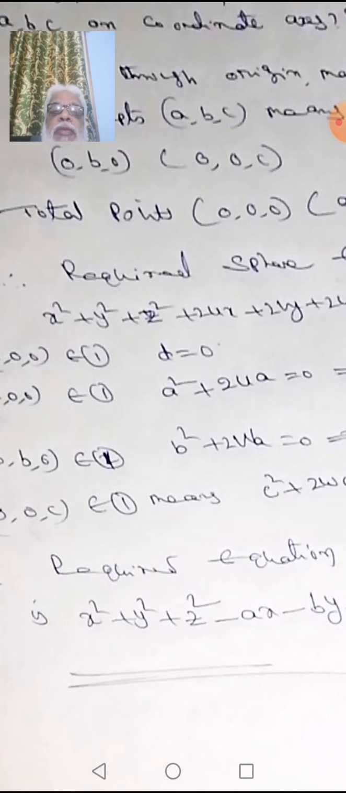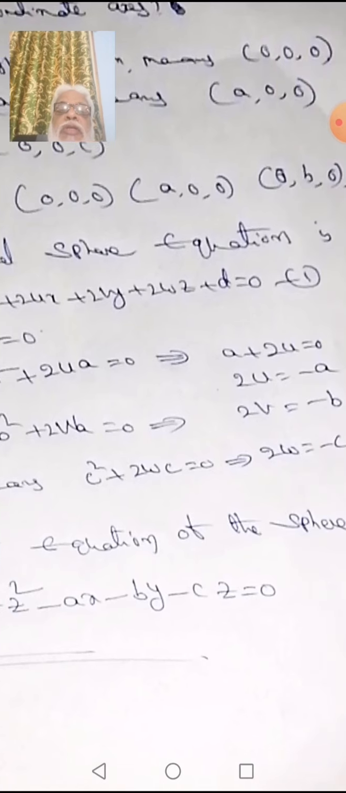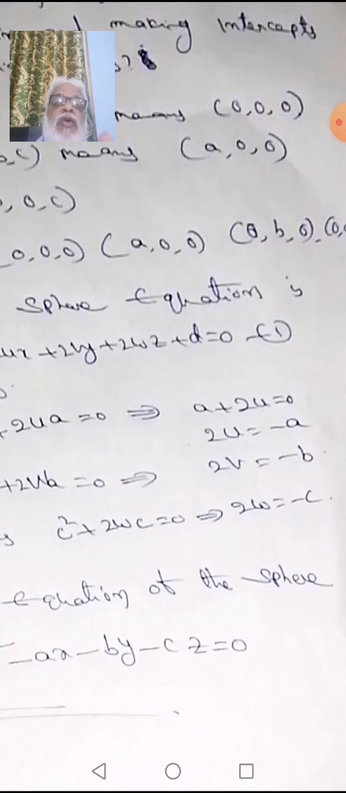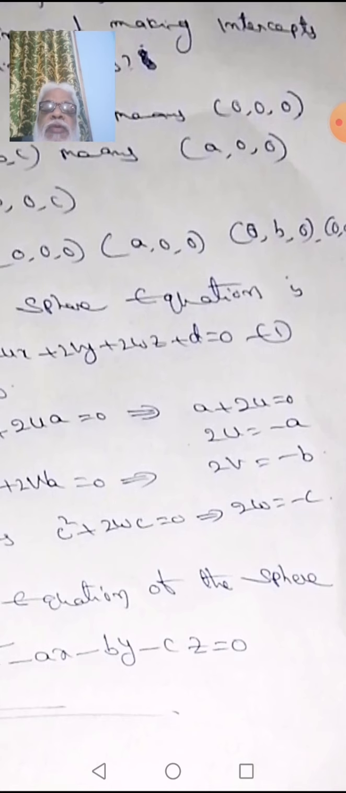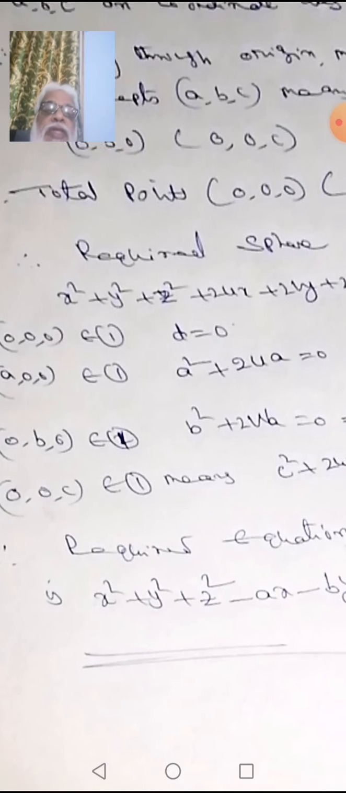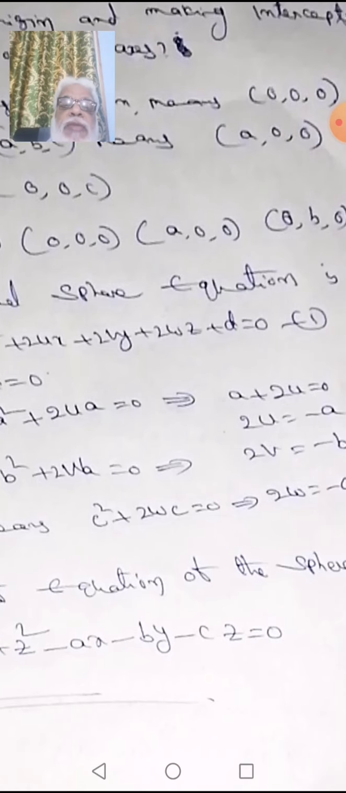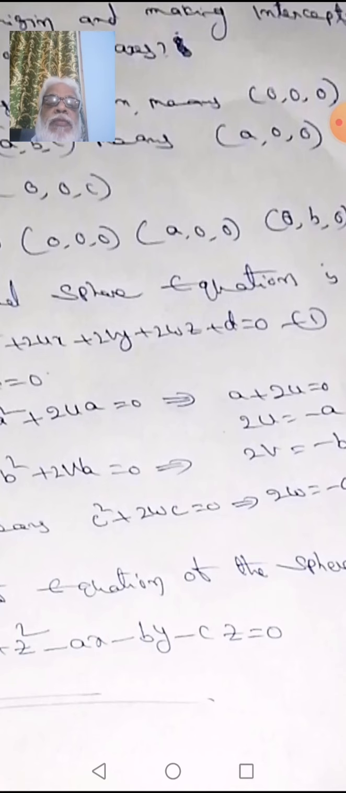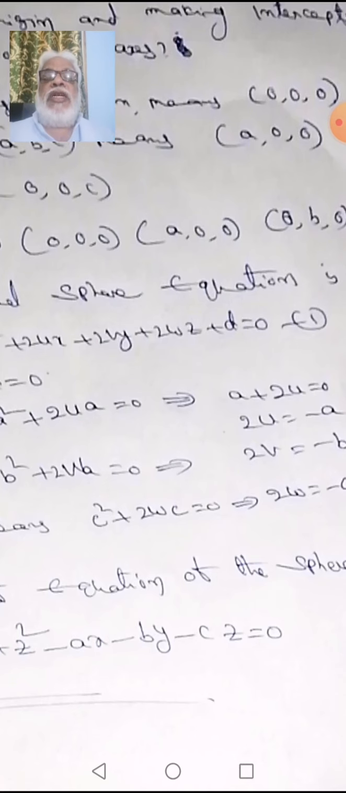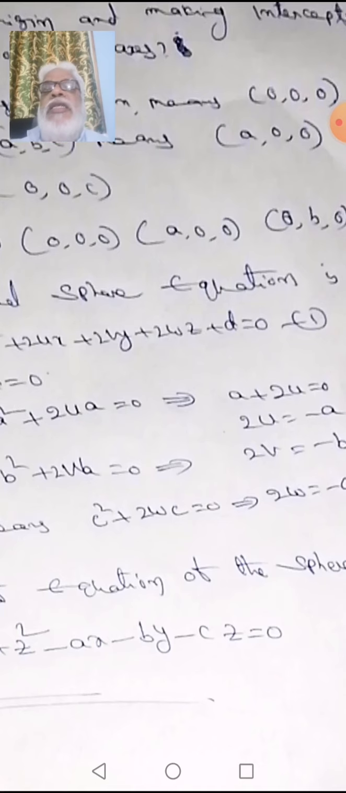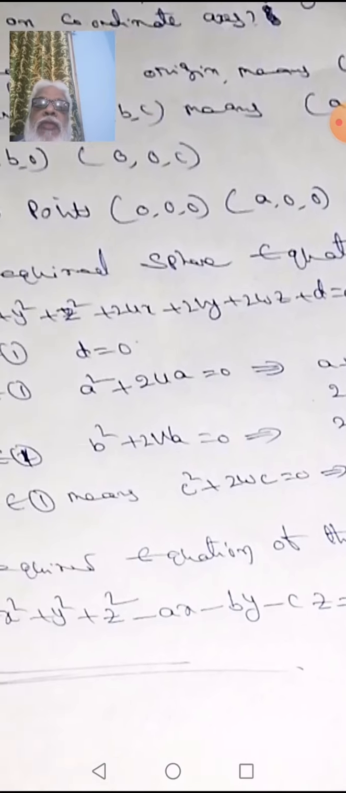Suppose 0, 0, c. That means c square plus 2wc is equal to 0, so 2w is equal to minus c. Now here we get the values: 2u, 2v, 2w, and d. We just substitute these values in the common equation, that is x square plus y square plus z square minus ax minus by minus cz is equal to 0. So this is the formula, this is the problem: how to find the equation of the sphere when its intercepts are a, b, c for the x axis, y axis, and z axis respectively.